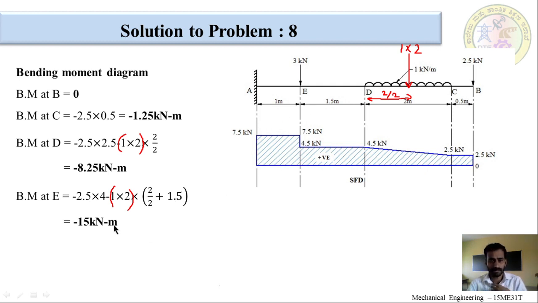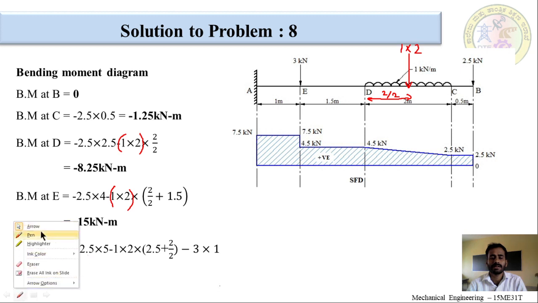Now, the bending moment at A is equal to minus 2.5 into the distance from the load to point A, which is 5 meters. Hence, the moment is minus 2.5 into 5 for this load. Okay.